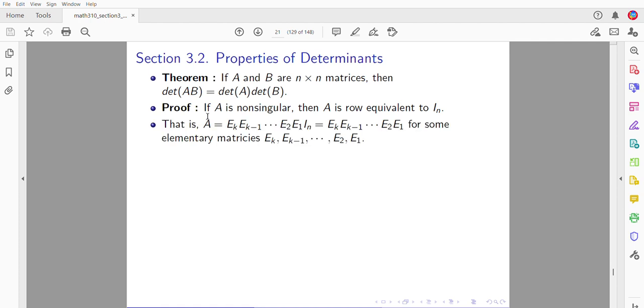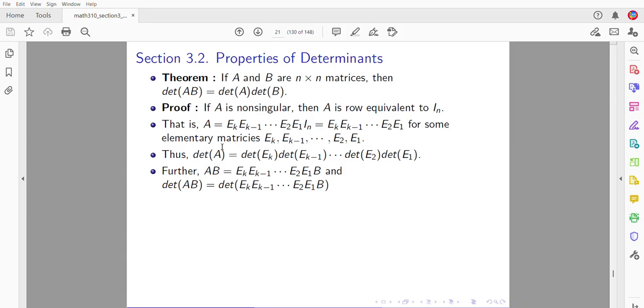That is, you take A, multiply it by a bunch of elementary matrices, and you should get identity. In other words, A itself is a product of elementary matrices. Okay. Determinant A. We know that for elementary matrices, determinant starts splitting off. Therefore, determinant A equals determinant E_k all the way until determinant E_1.